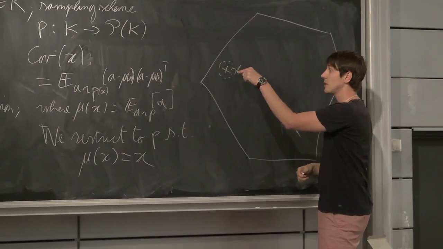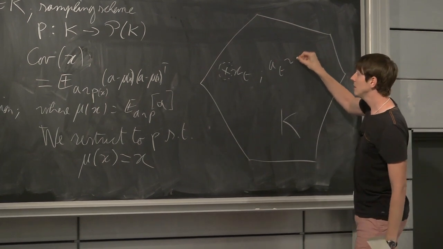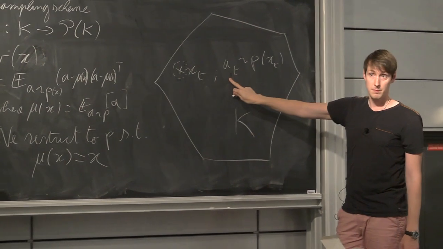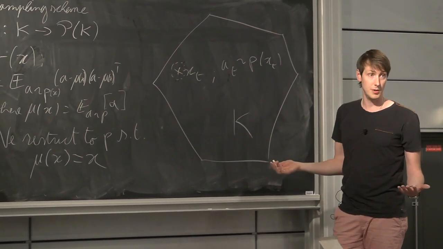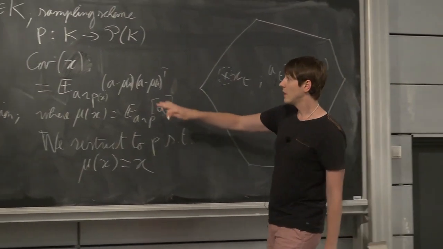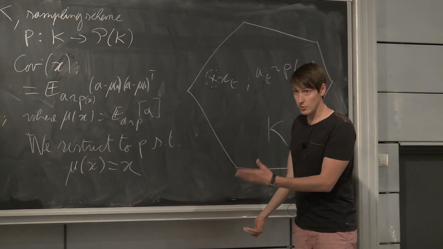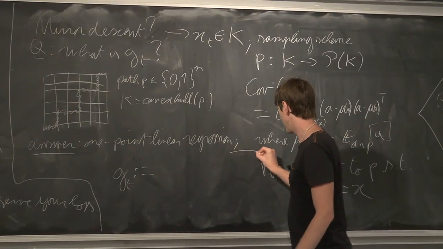So now mirror descent tells me to play xt. In fact, what I'm going to do is sample At from p of xt. This is the point that I'm going to play. This At has mean xt, and it has a certain covariance, the covariance of xt.